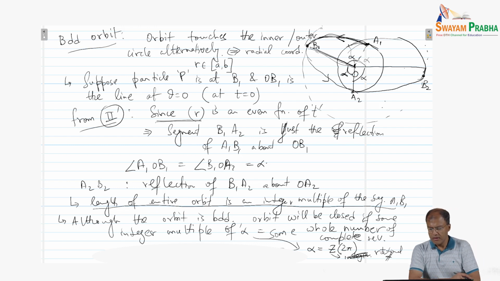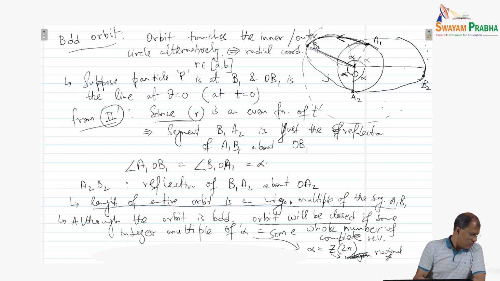Okay. So what we expect is that the angle that this arc subtends must be some rational number times the value of a complete revolution, which is 2 pi. Okay, so that is when we expect that the orbits will be closed. Otherwise, we expect that orbits will never be closed.